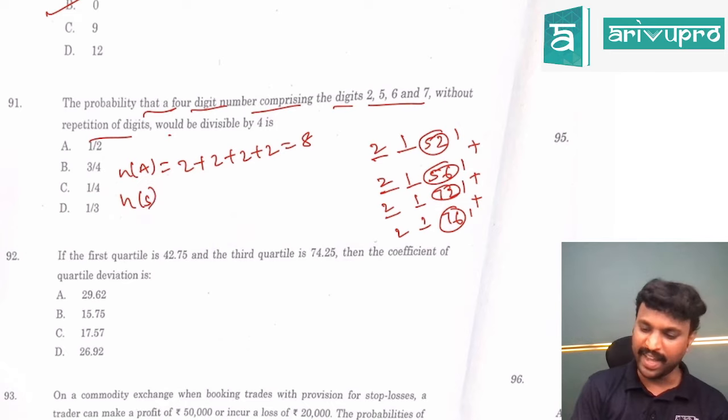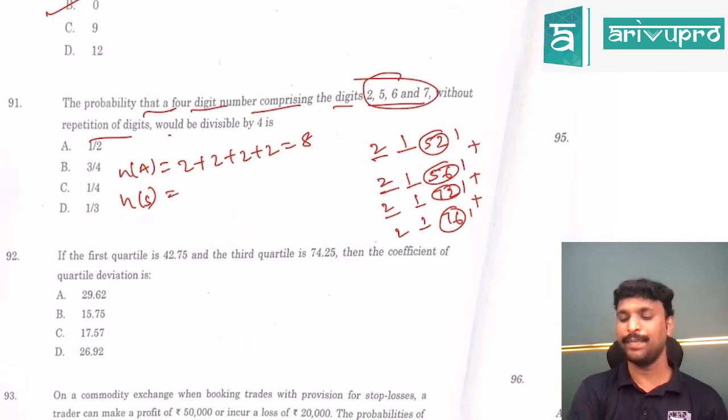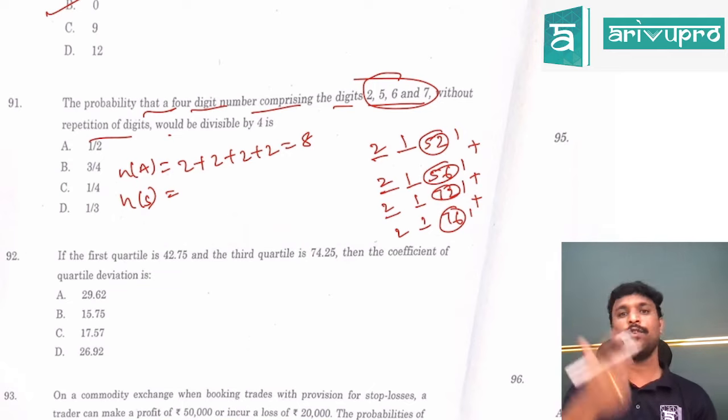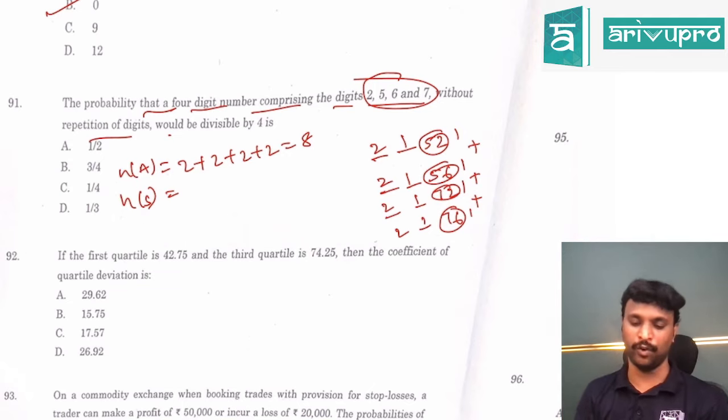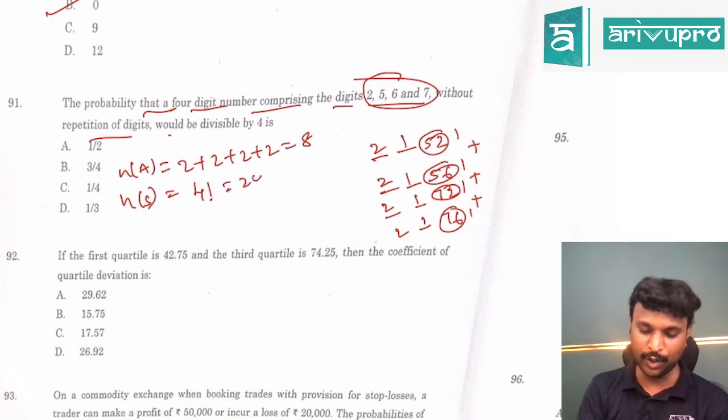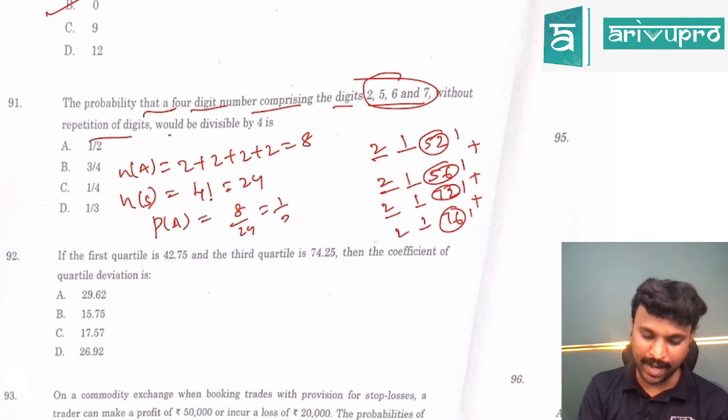Now what is n of S, guys? n of S means there are 4 digits. How many 4-digit numbers can you form with 4 digits? 4 factorial, which is equal to 24. So P of A is 8 by 24, which is 1 by 3.